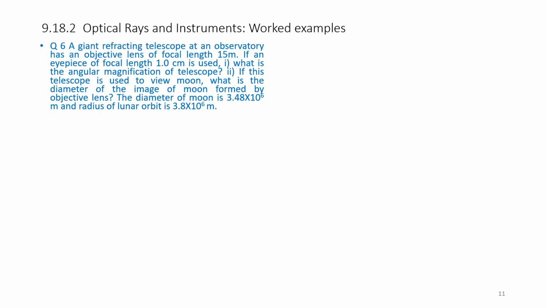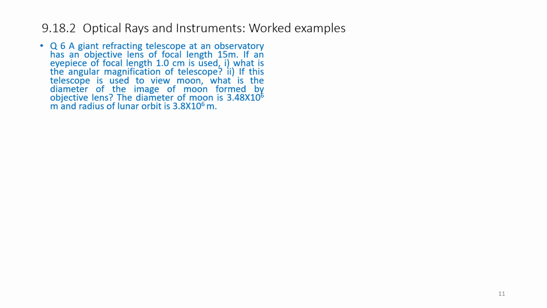Question number 6. A giant refracting telescope at an observatory has an objective lens of focal length 15 meter. If an eyepiece of focal length 1 centimeter is used, what is the angular magnification of the telescope? If this telescope is used to view the moon, what is the diameter of the image of the moon formed by the objective lens? The diameter of the moon is 3.48 into 10 to the power of 6 meters and the radius of lunar orbit is 3.8 into 10 to the power of 6 meter.